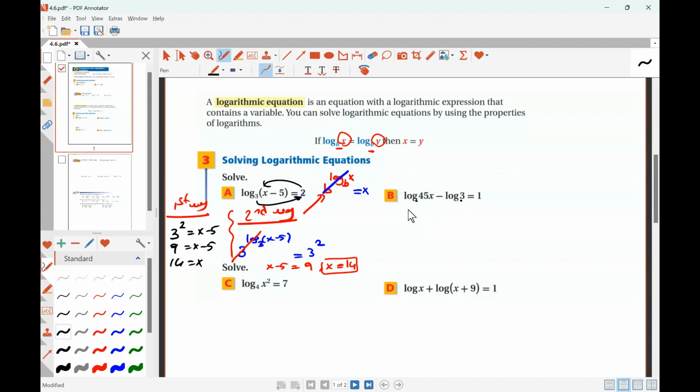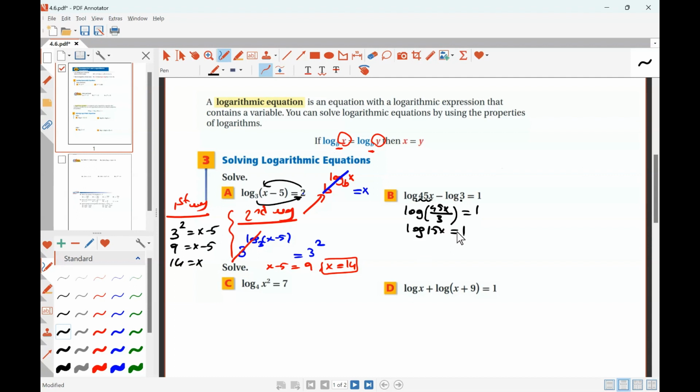There is subtraction here, which means log base 10, the same base, of the quotient of these numbers, 45x divided by 3. So I just have to write one logarithm alone on one side of the equation to simplify the logarithms. So that's what we have on the left. On the right, I have 1. Just simplify what we have here. 45 divided by 3 makes 15x equals 1.